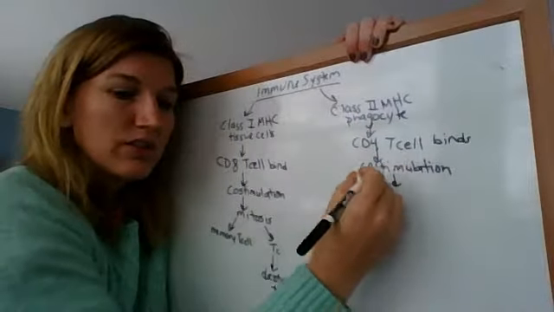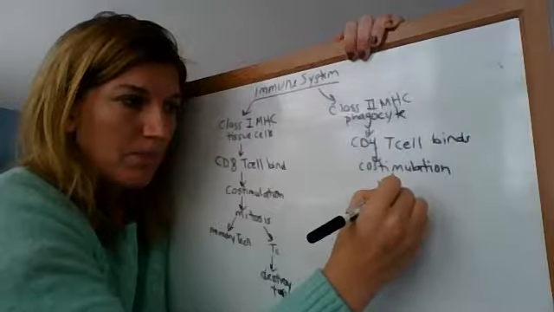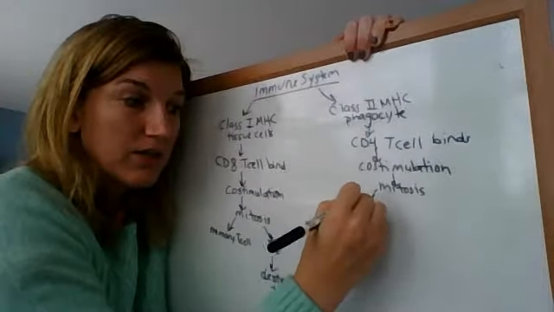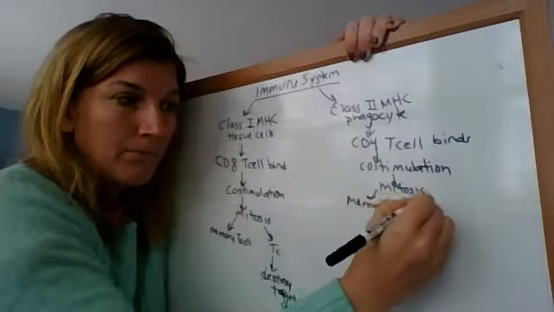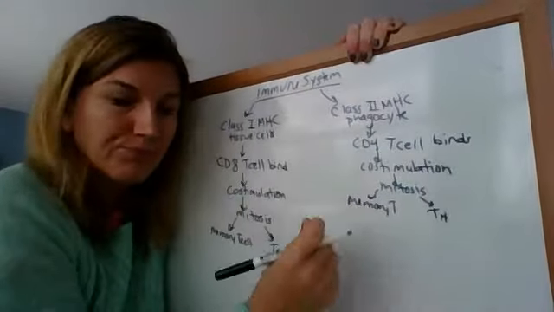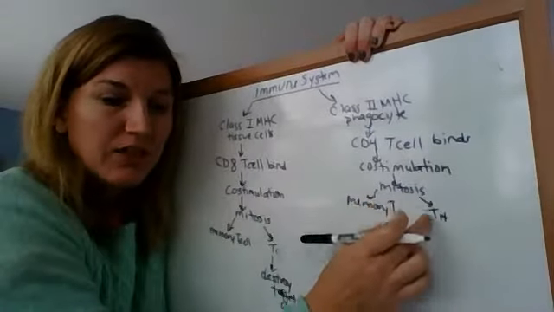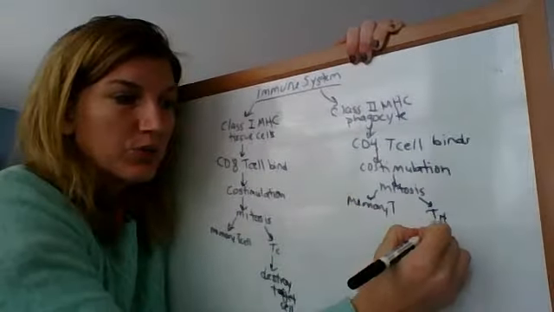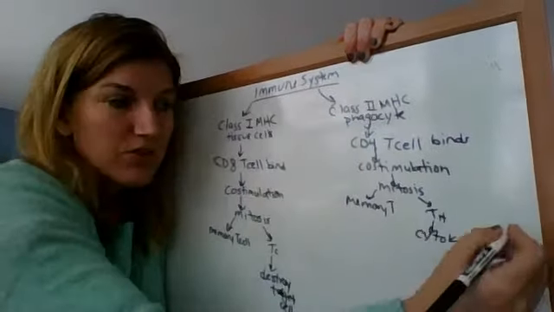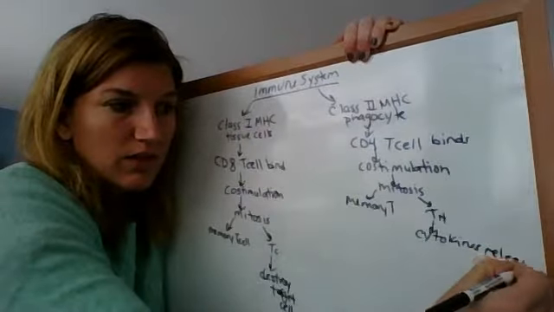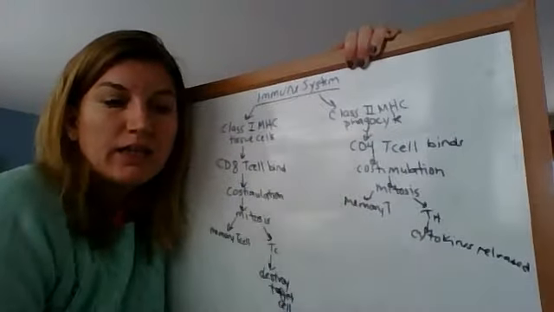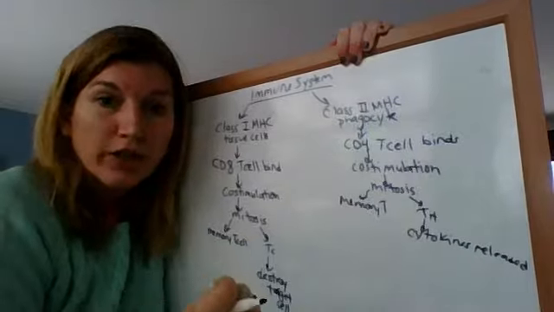What this is going to do is we're going to have mitosis again, and you're going to get another memory T cell, and a T helper cell, a TH cell, created. So this T helper cell is going to cause cytokines. Remember, cytokines are just little cell-to-cell messengers to be released. And what do those cytokines do? Well, they basically help put a target on this cell.